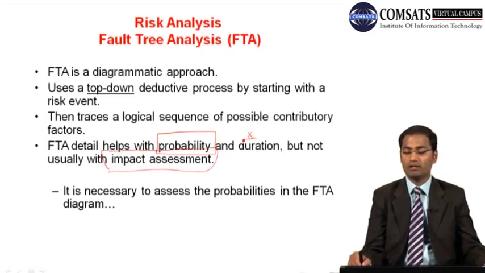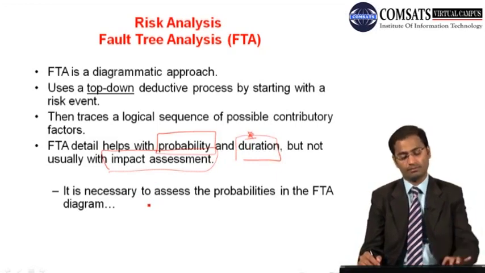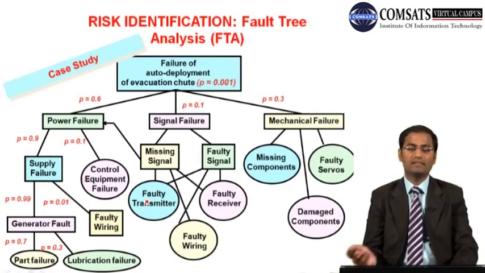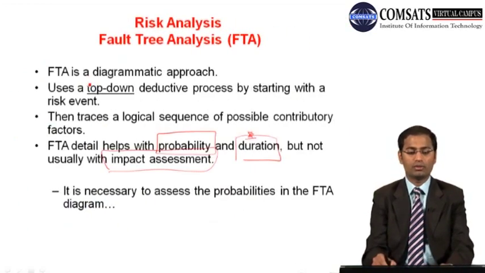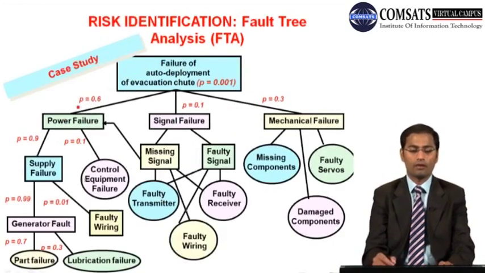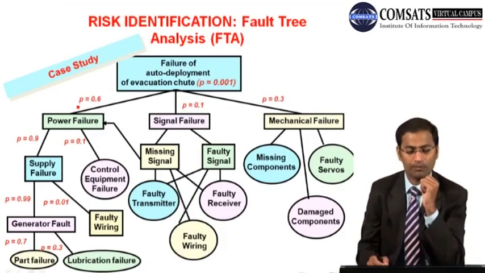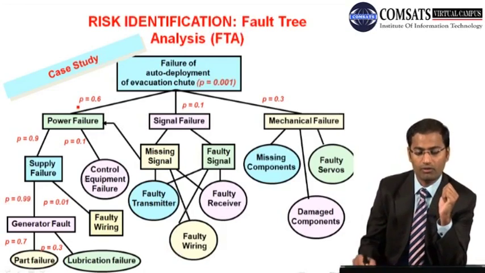So by crossing I mean we are not using it, but for duration you can use FTA. So it is necessary to assess the probabilities in the FTA diagram. So let's have this over there. One word you need to keep remembered is top down. So there is a case study of FTA. Okay, so the failure of auto deployment of evacuation chute.